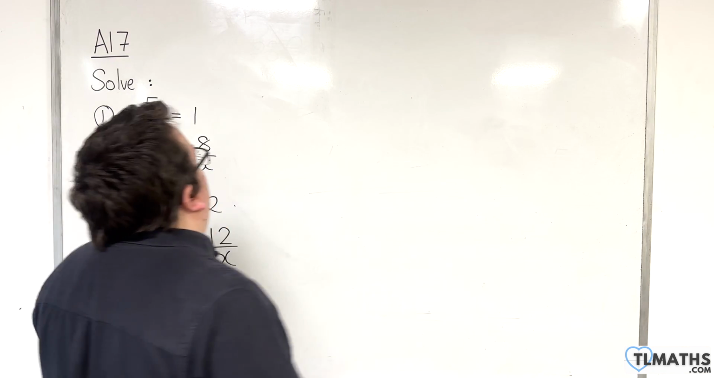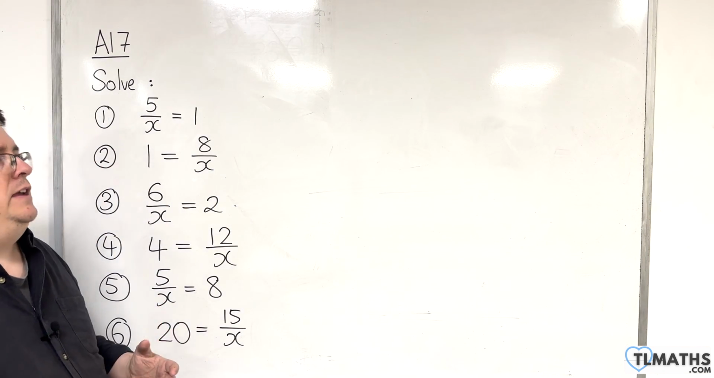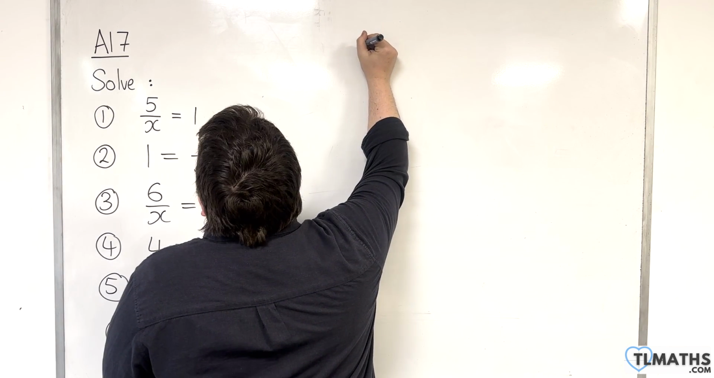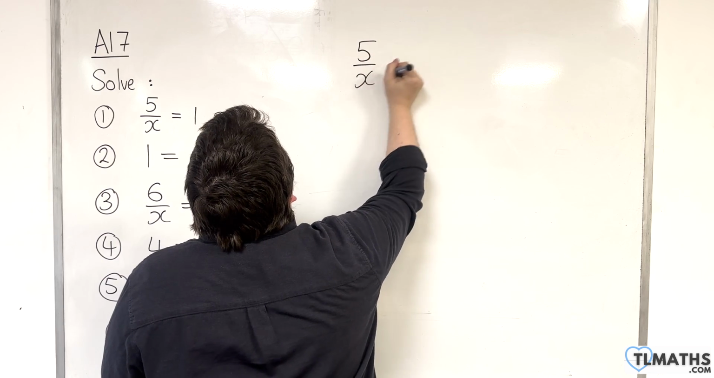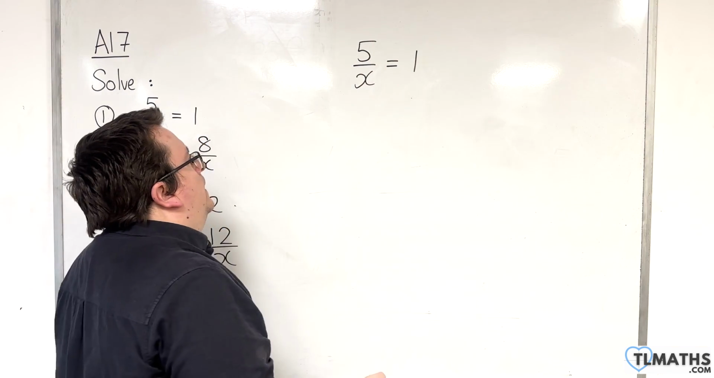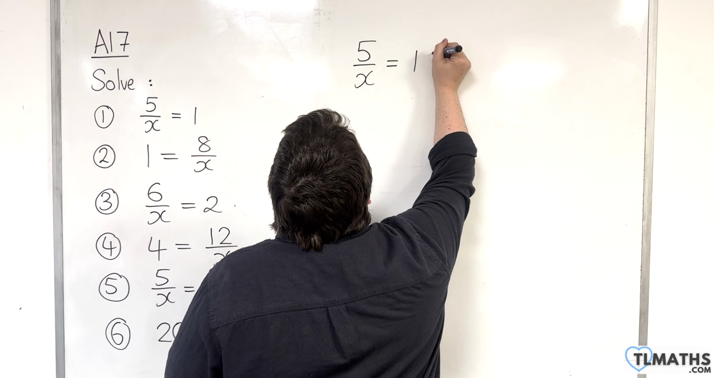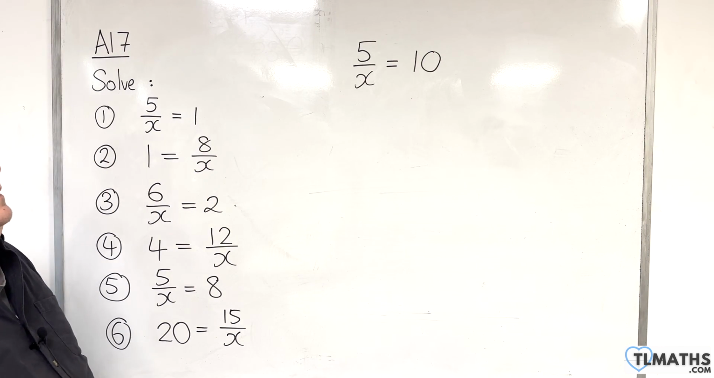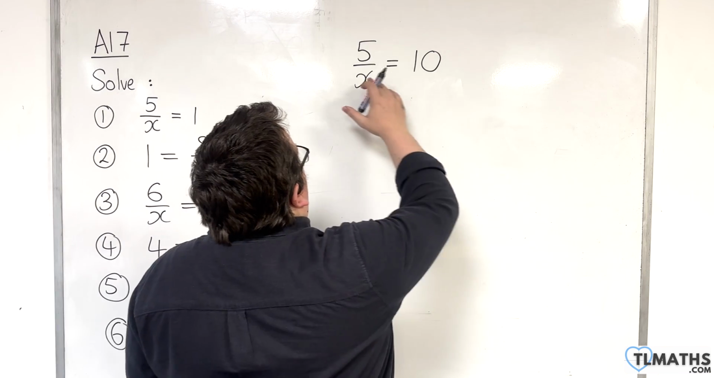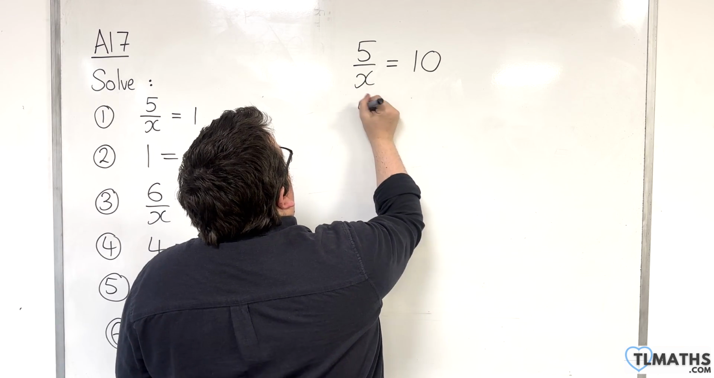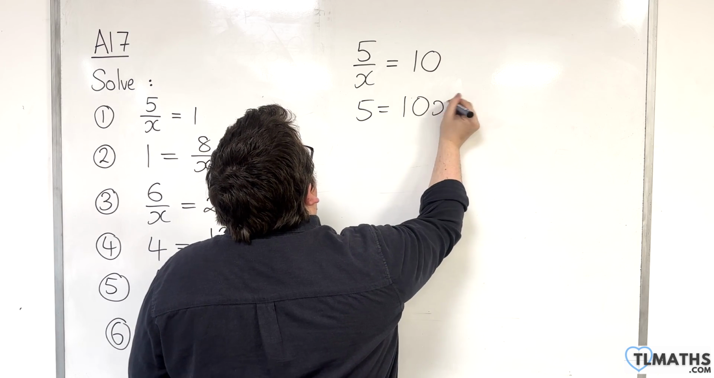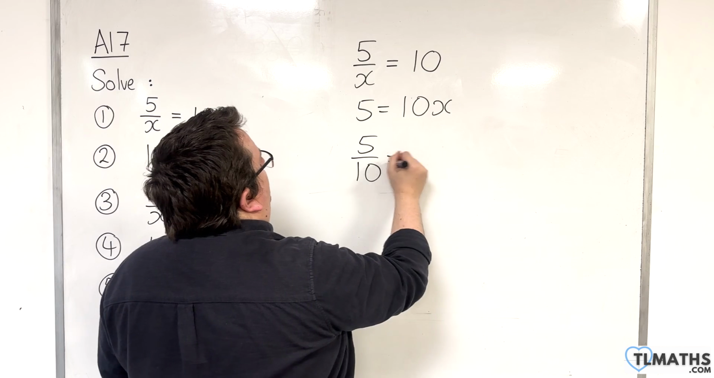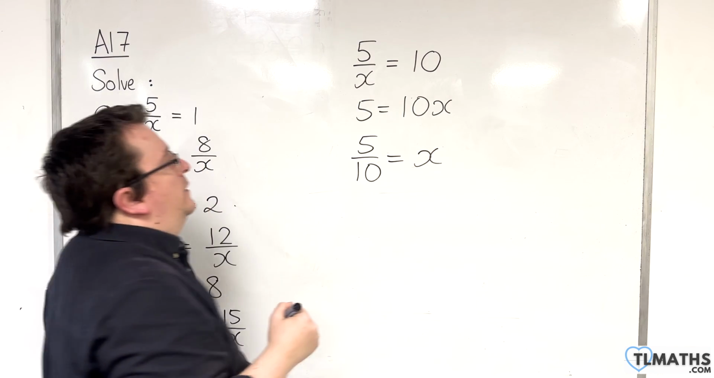Let's say, for argument's sake, that we have 5 over x equals 10. Well, when you multiply both sides by x, you get 5 equals 10x. And then you divide both sides by 10, so you get 5 over 10 is equal to x.